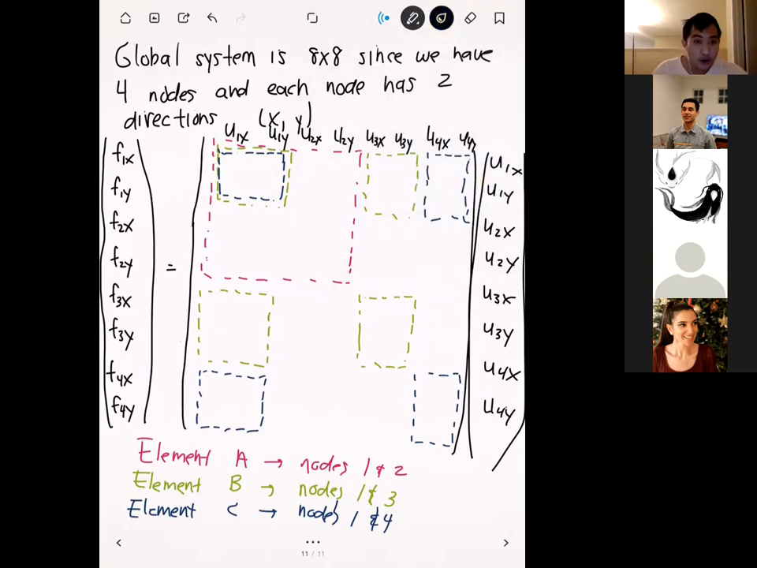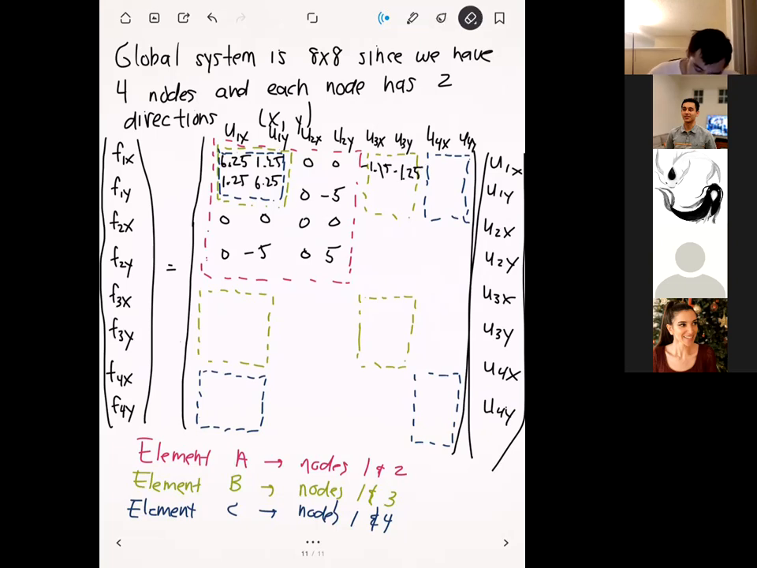And so if you go ahead and fill in all of the values, and you add, obviously, the ones that overlap, you end up with the following. So you're going to have 6.25, 1.25, 1.25, 6.25, okay? Then you're going to have 0, 0, 0, minus 5. Then you're going to have 0, 0, 0, minus 5. And then 0, 0, 0, 5. Then in this first green block, you're going to have minus 1.25 and minus 1.25, and then minus 1.25, minus 1.25.